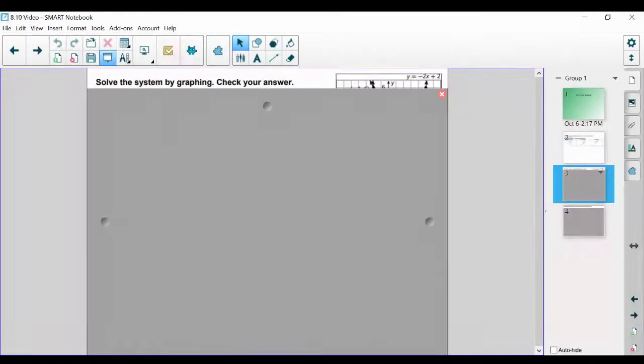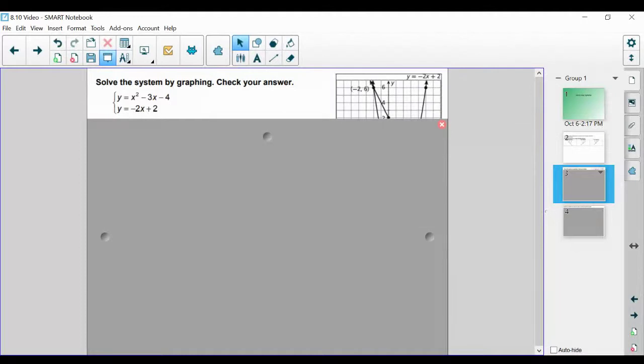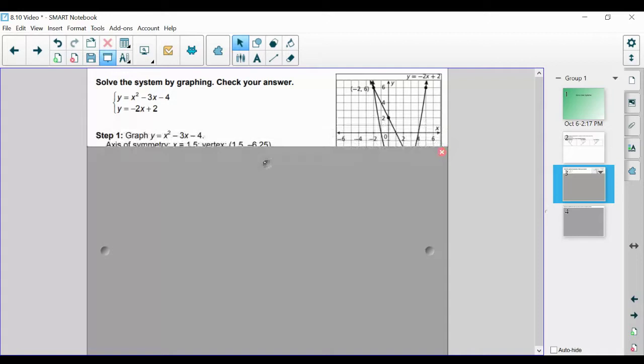So let's solve the system by graphing. And let's make sure to check our answer. Let's say we have this system here. y is equal to x squared minus 3x minus 4, and y is also equal to negative 2x plus 2. We want to find the possible values of x and y that satisfy this system.